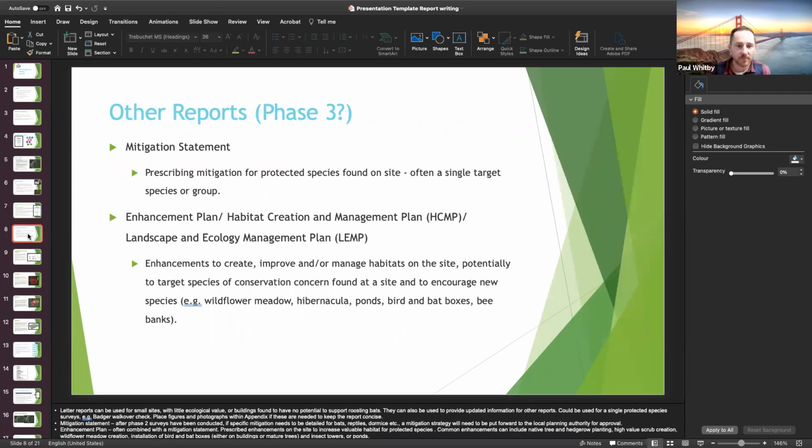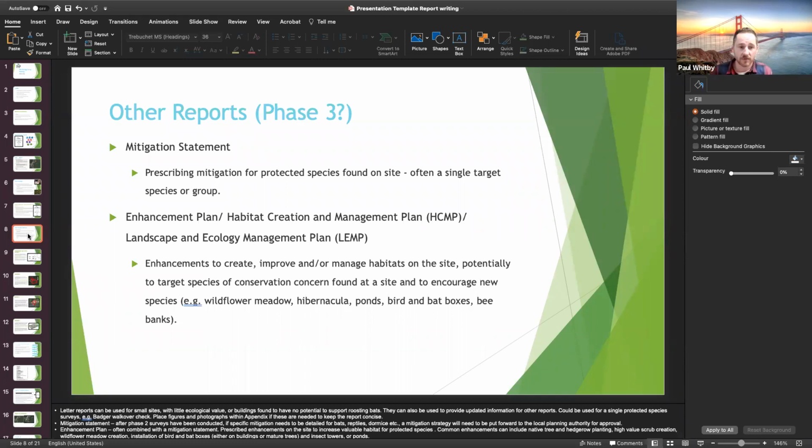Right, phase 3, finally, our other reports, our mitigation statements and our enhancement plans. Once you've been through the phase 1 and phase 2 process, you've identified all of your impacts, you need to set out how you are going to protect, preserve, and enhance where possible habitat features, protected species populations. And these are what I tend to refer to as our phase 3 documents.